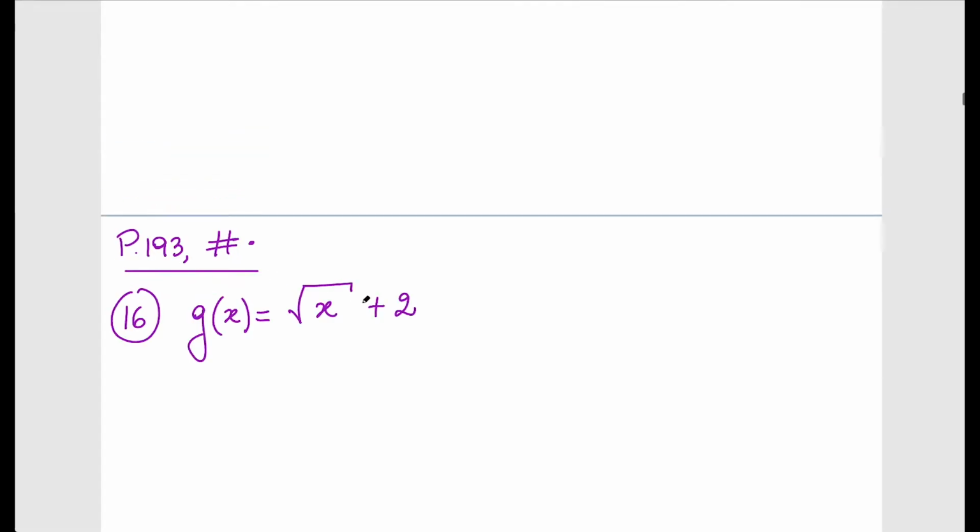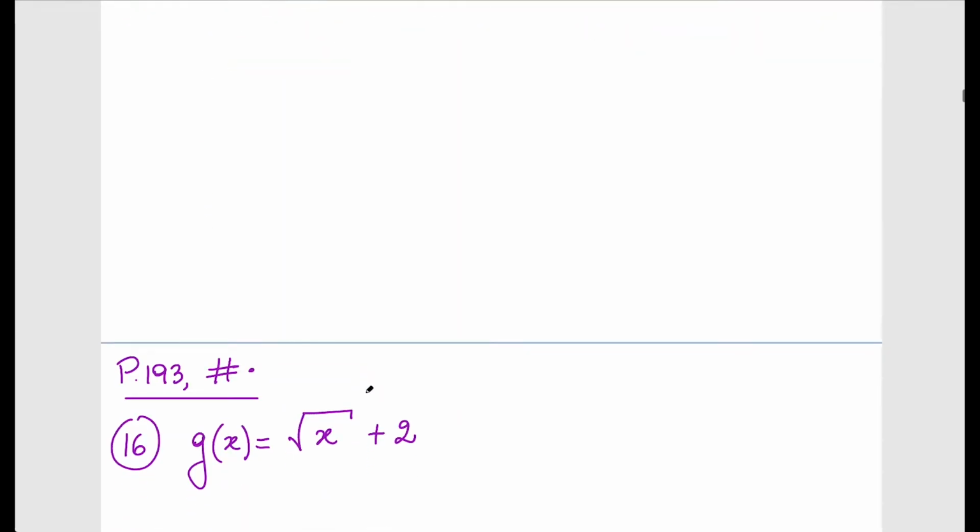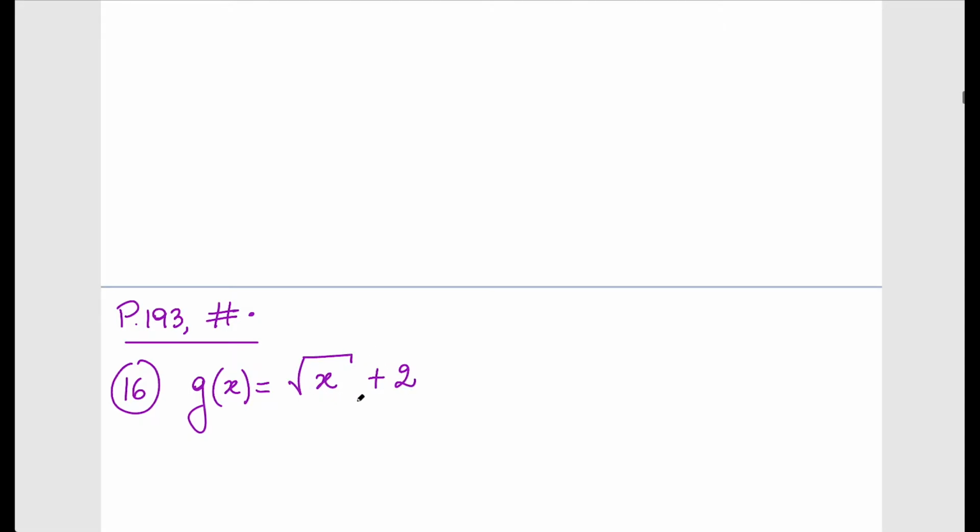So based on what we just found above, the pink statement, if you know how to graph the function f, and you want to graph the function f of x plus a positive constant, you just shift the graph of f upward the distance of c units. Okay, so for this, do we know how to graph any of the two functions here?